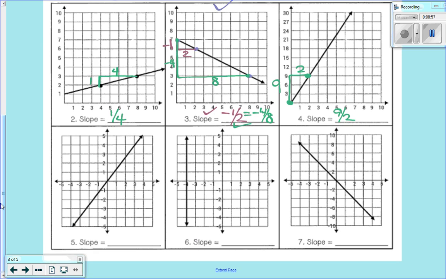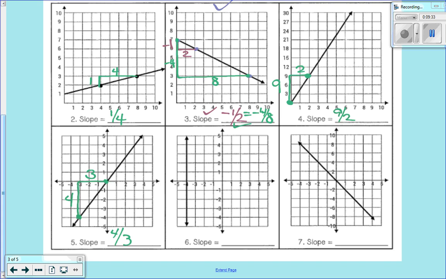Number 5, choose your 2 points. Draw your right triangle and count your rise: 1, 2, 3, 4 units up, and 1, 2, 3 units to the right, which is a positive 3. Your rise is 4 over your run, and it's already simplified, and our line is increasing, so we do have a positive 4/3 slope. Again, you can keep your slope just like this.